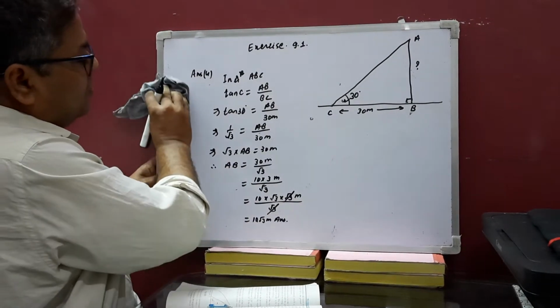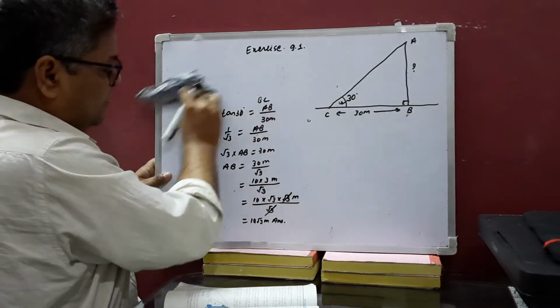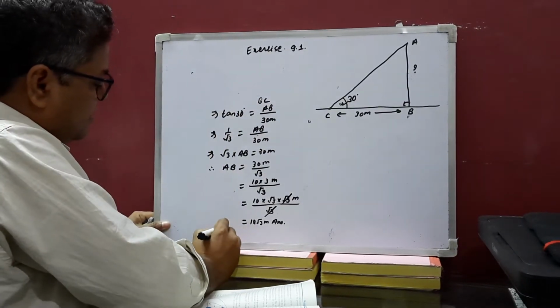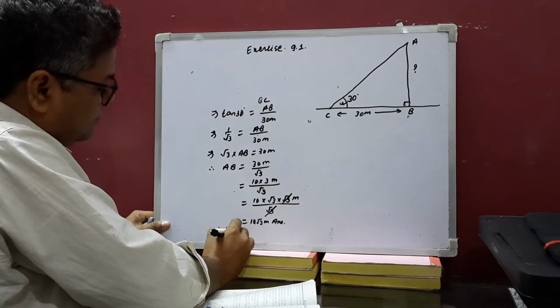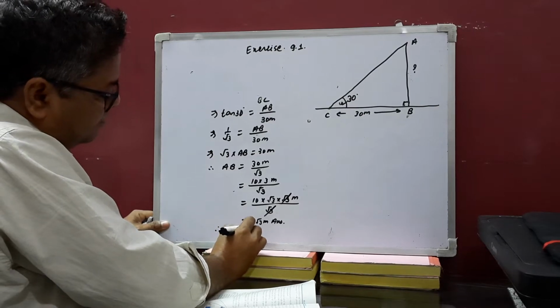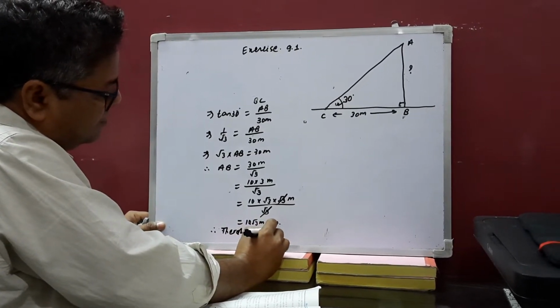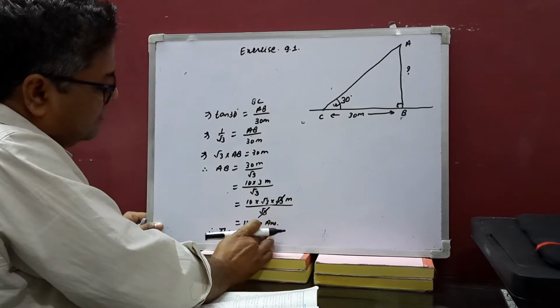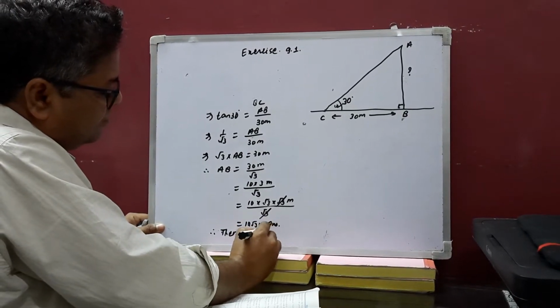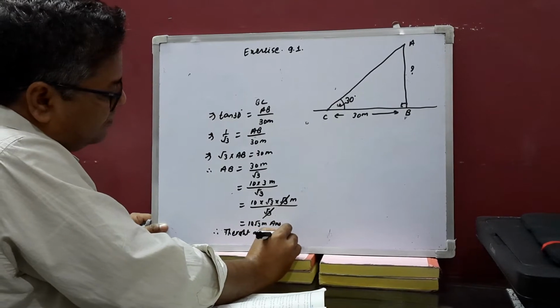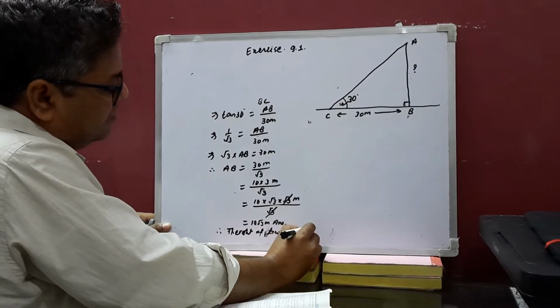Okay, this question has been finished. You will write here the height of tower. Height of tower is equal to 10 root 3 meter.